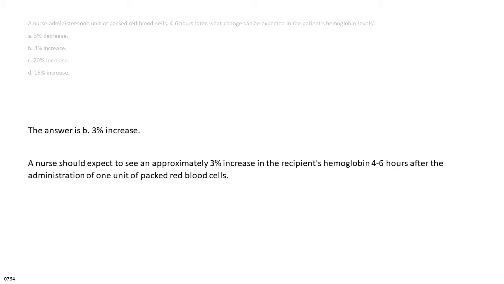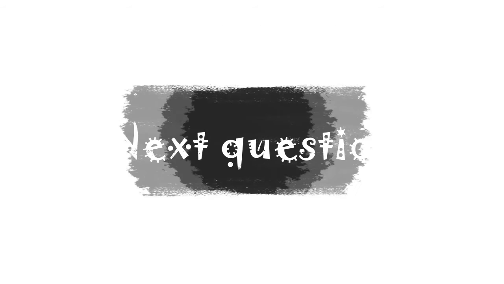The answer is B. 3% increase. A nurse should expect to see an approximately 3% increase in the recipient's hemoglobin 4 to 6 hours after the administration of 1 unit of packed red blood cells.